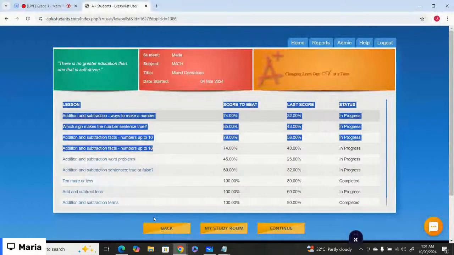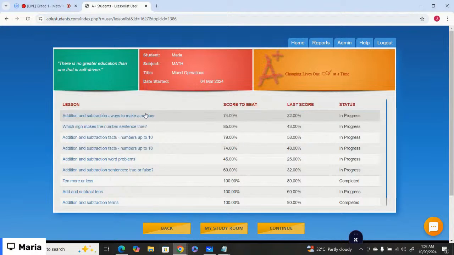So here I am on grade 1 math. The chapter we are on right now is mixed operations. Let's just start with the first lesson, that is addition and subtraction ways to make a number.